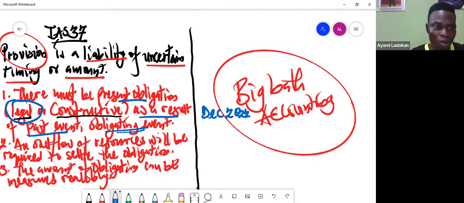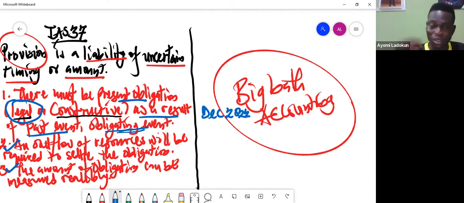But remember, all the three conditions must be met. If you check that scenario I just gave you, you could see that an outflow of resources will be required. That condition was met, and the cost can be measured reliably. Of course, the cost of the robot would have been known, right? So two conditions were met. But the issue is there is no obligating event. I can close my business before that time. So I'm not under obligation to install that particular artificial intelligence.